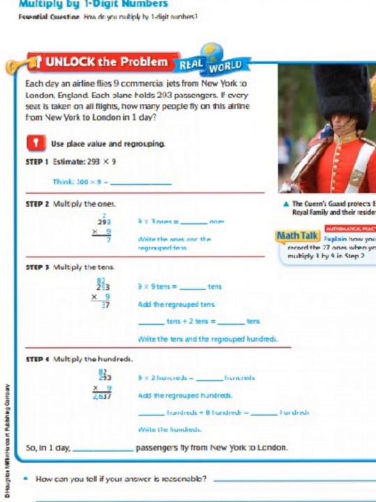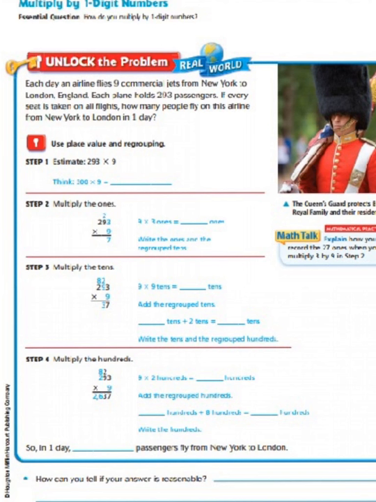Good evening, class, and welcome to Lesson 1.6, Multiply by One-Digit Numbers. Let's begin by taking a look at our essential question. How do you multiply by one-digit numbers? All right, to begin answering that question, we're going to start with our Unlock the Problem.